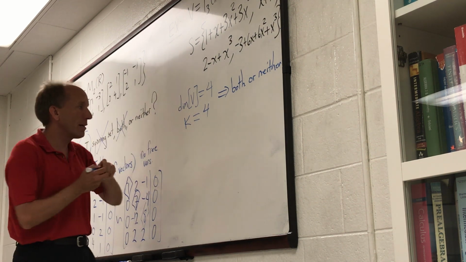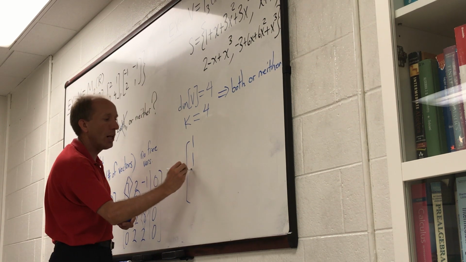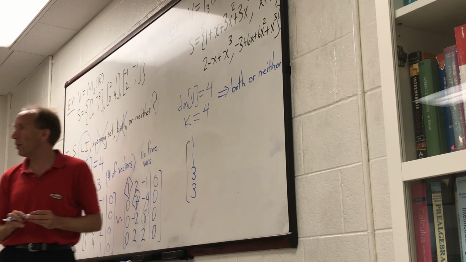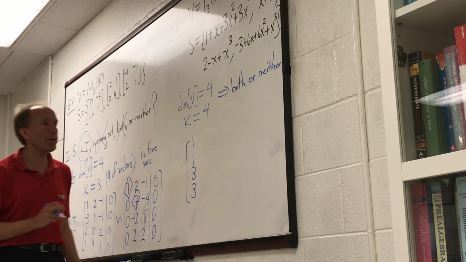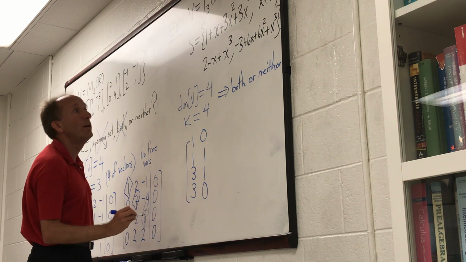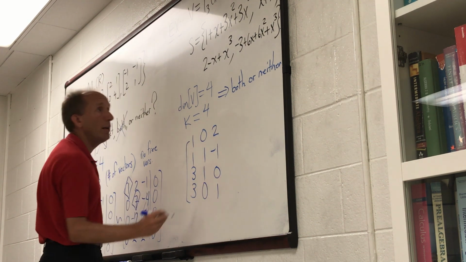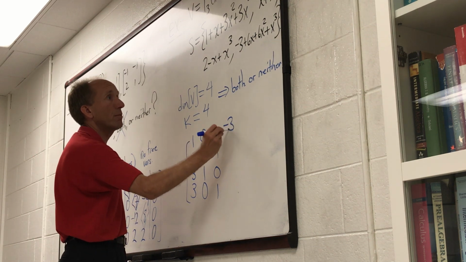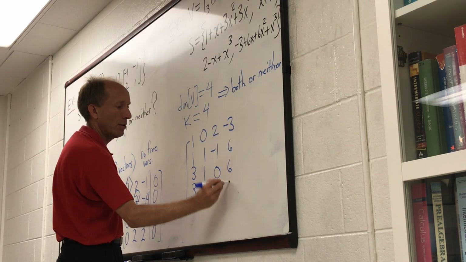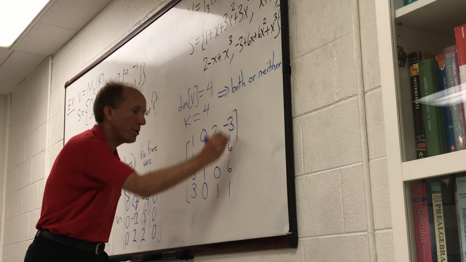Okay, so here we're going to again put our vectors into the matrix in columns. So the first polynomial, the coefficients are 1, 1, 3, and 3. The second one is 0, 1, 1, and 0. The third one is 2, -1, 0, and 1. And the last one is -3, 6, 6, and 1. And that is a square matrix.